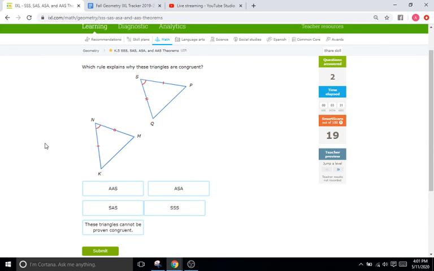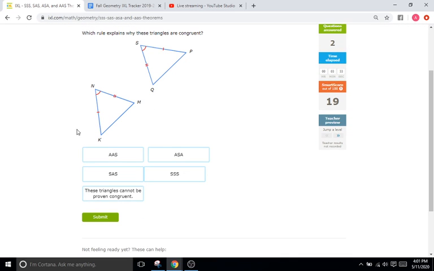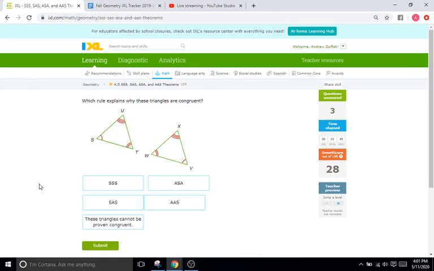Which rule explains why these triangles are congruent? Okay, we have a side, angle, side. That was pretty easy, right? Tick marks are all there. Ring values are still there. Okay, side, angle, side.